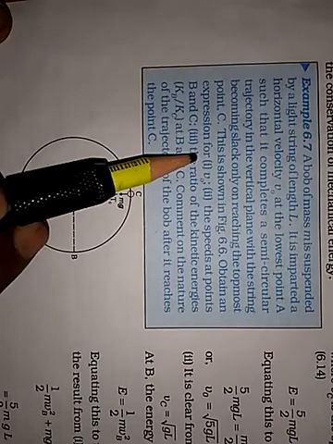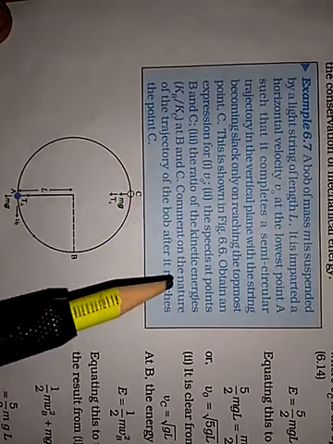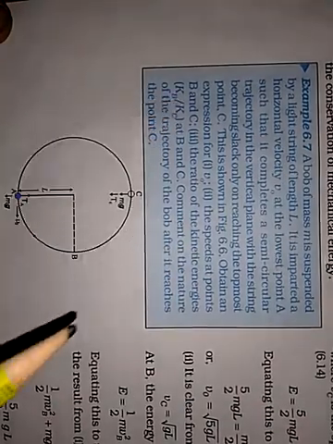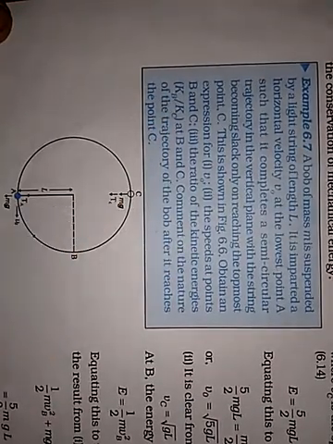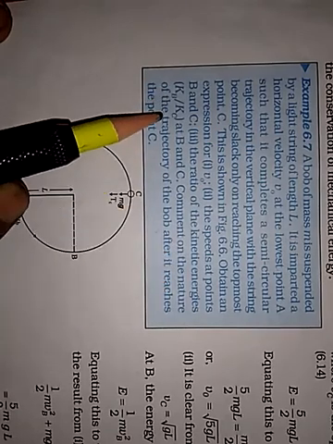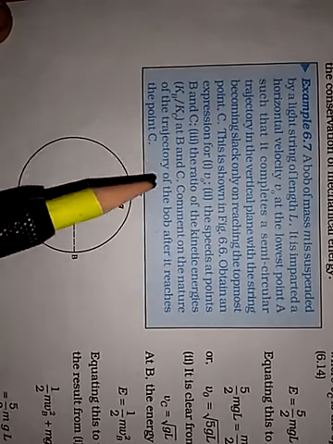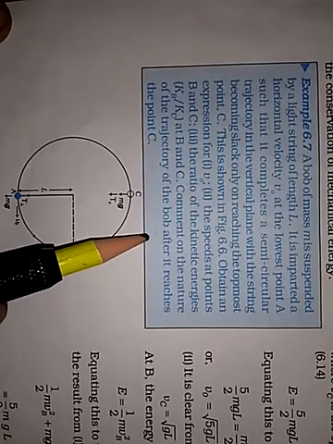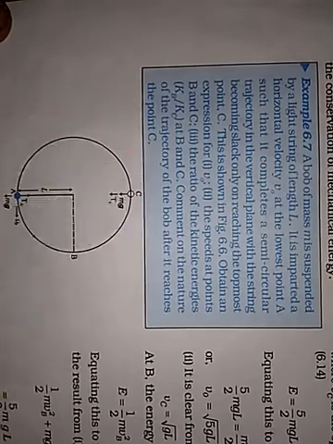Obtain an expression for v0, the horizontal velocity, the speeds at points B and C, and the ratio of kinetic energies Kb divided by Kc at B and C. Comment on the nature of the trajectory of the bob after it reaches the point C.